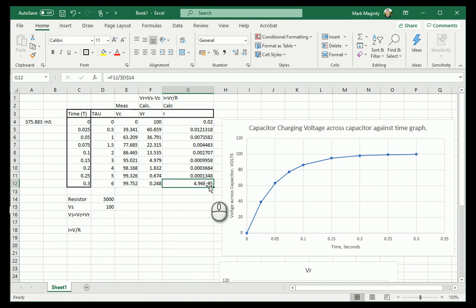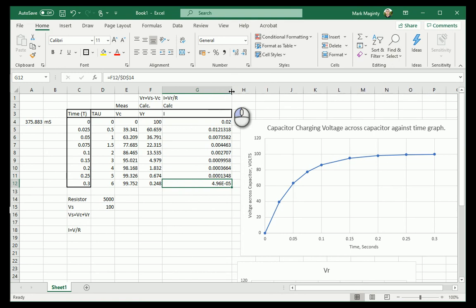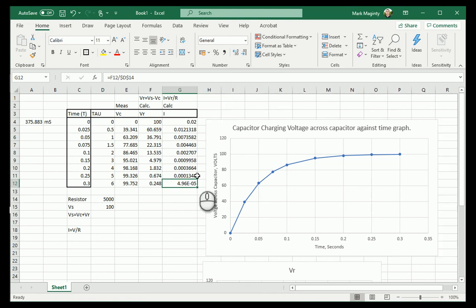4.96 times 10 to the minus 5 is what that really means. It doesn't want to display it, but that's effectively what that is. So it's 4.96 times 10 to the minus 5. You should be able to change the formatting to display that as required.